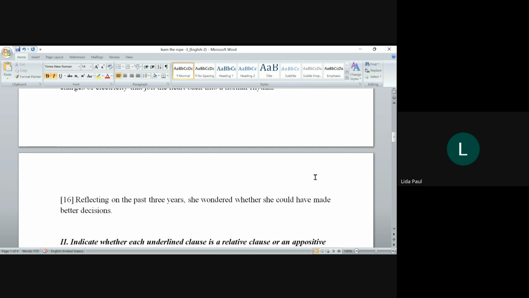One is reflecting on the past 3 years. Then within that embedded independent clause, you have another subordinate clause, which is whether she could have made better decisions, right? Occupying the object position of the verb wonder. Clear?